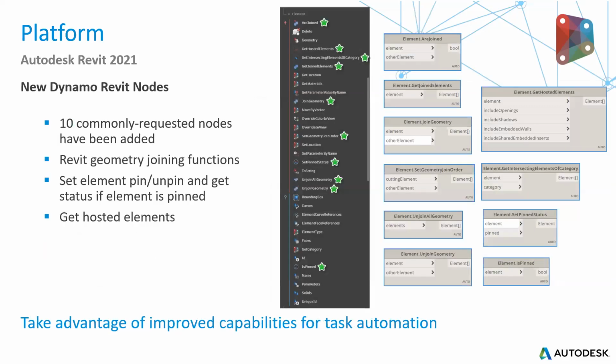New Dynamo version 2.5 comes with 10 new Dynamo nodes, majorly to automate tasks like geometry joining, pinning or unpinning, and hosting Revit elements. Steel connections and analysis play a major role with this update for better design. This upgrade aims to reduce processing time, and especially of large Dynamo scripts.